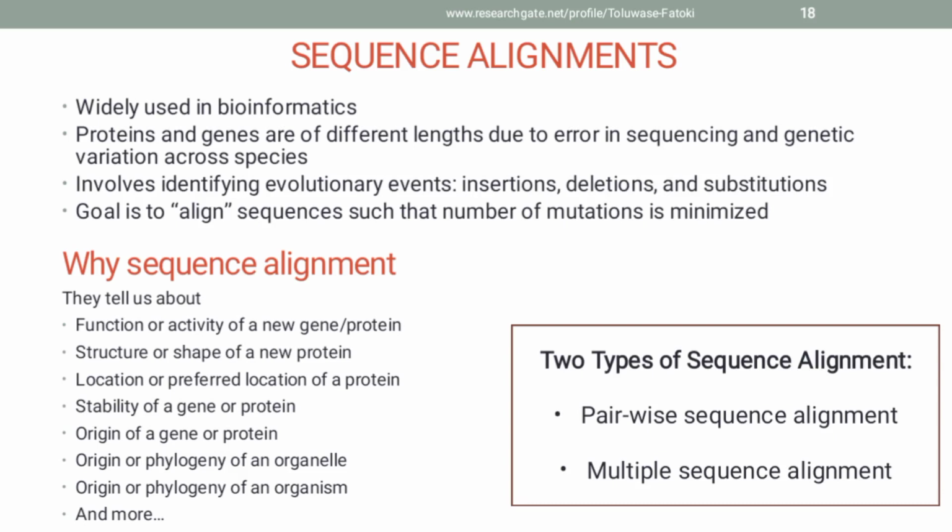So we have two major types of sequence alignment. We have the pairwise sequence alignment, that is, you have only two sequences. You want to compare two sequences, sequence A and sequence B. You want to align them. Then we have multiple sequence alignment, when you have more than two sequences. You want to align them to see the areas of their match, the areas of their mismatch, and the rest like that. So sequence alignment is very, very important.